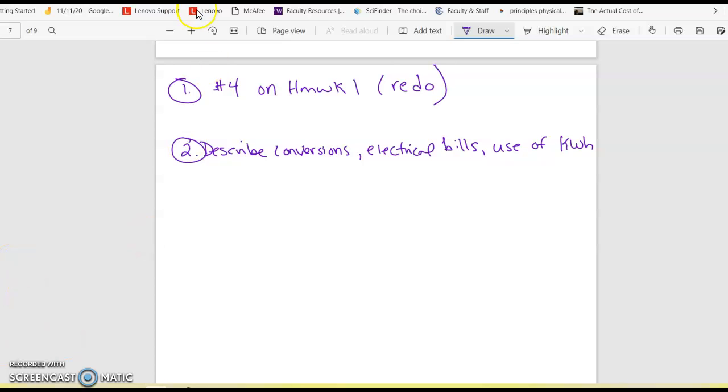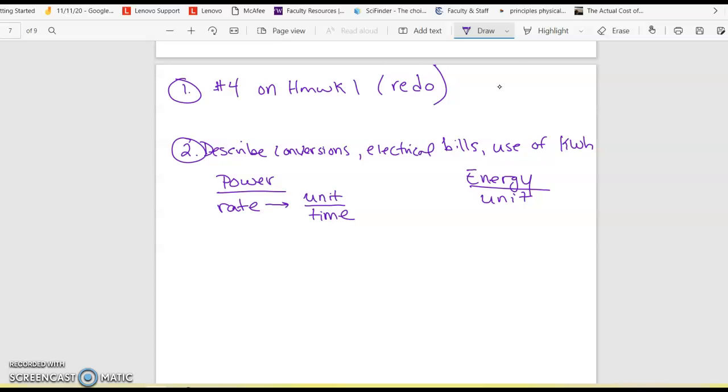Okay, so describing conversions, electrical bills, etc. I really want you to think about power versus energy, and really think in terms of rate versus unit. So power is a rate, whereas energy is a unit. It's a unit of measure. What I mean by a rate always means some kind of unit of any kind per time.